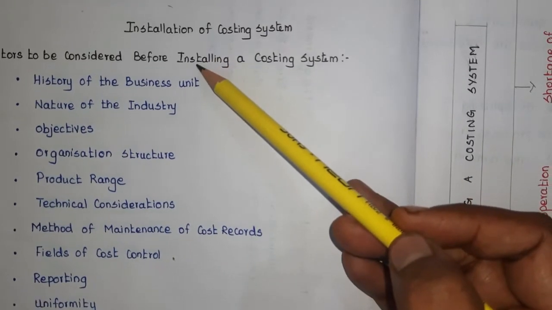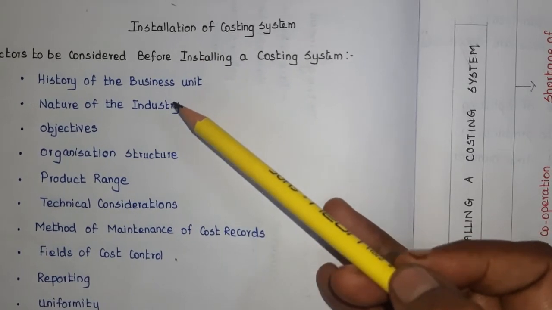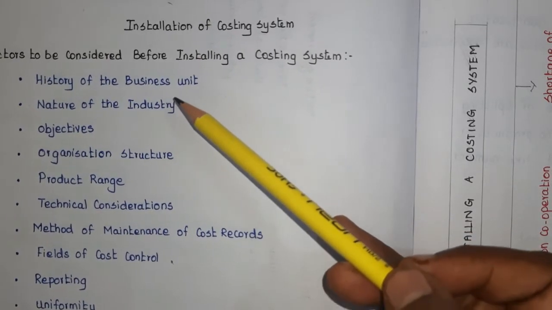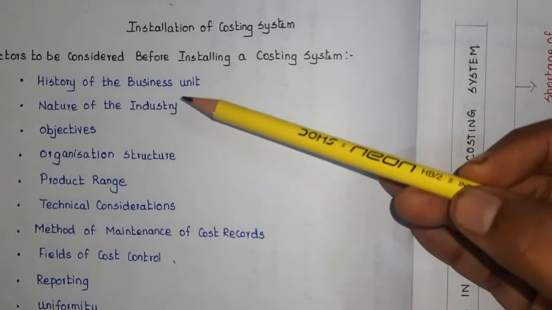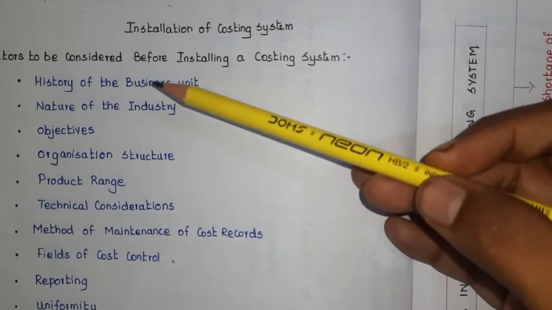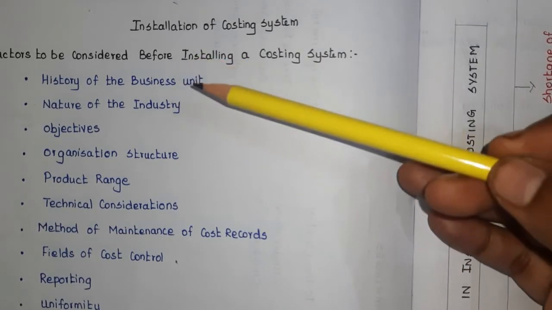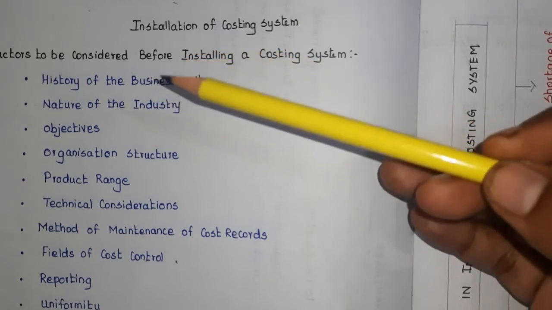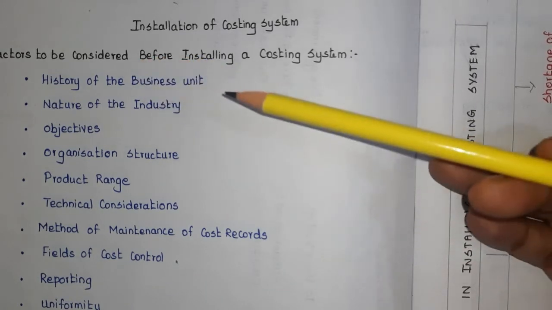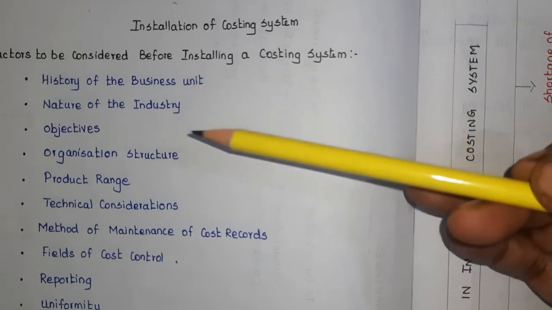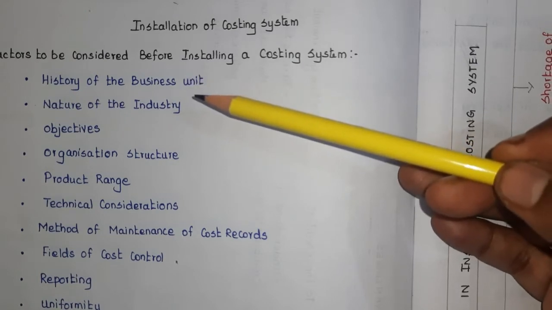The next topic is installation of a costing system. Here there are a few factors which are to be considered before installing a costing system. The first point is the history of the business unit. Actually, it implies the duration of its existence, position in the industry, the rate of growth, policy and philosophy of management and the like. The history of the business unit serves as the basis for designing the cost accounts in respect of necessity, simplicity and investment involved in it. Hence, it is an important factor to be considered while installing a cost accounting system.